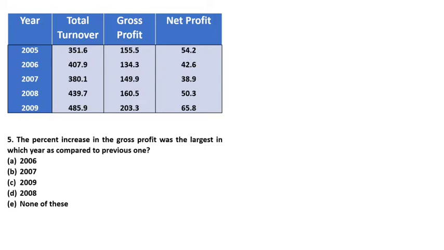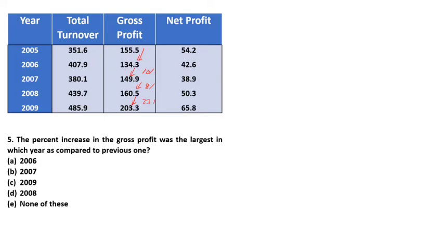Here you can see the percentage increase in the gross profit from 2005 to 2006: there is actually a reduction. There is no increase, 155 to 134. From 134 to 149, there is an increase of approximately 10%. So here 149 to 160, it is an increase of 7 point something, about 8%. So here 160 to 203, a 40 rupees difference. So it is an increase of near about 26-27%.